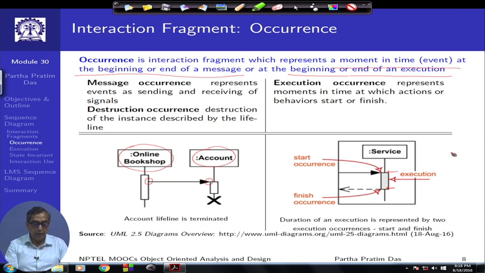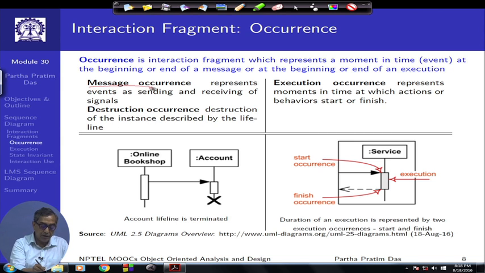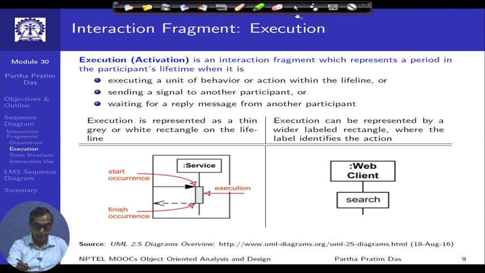So, those occurrence specifications can be used to particularly associate different conditions, different constraints at those. We typically have message occurrence, which relates to the events at the sending and receiving of signals. We have execution occurrence, which is in terms of the beginning and end of execution, and we may have a destruction occurrence as well, which relates to whenever the objects are destroyed. So, this is the first kind of interaction fragment that is frequently used in the sequence diagram.